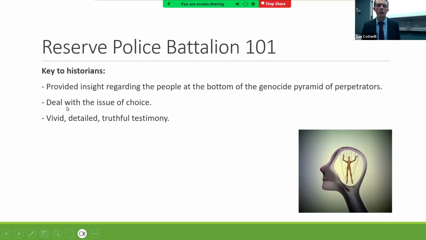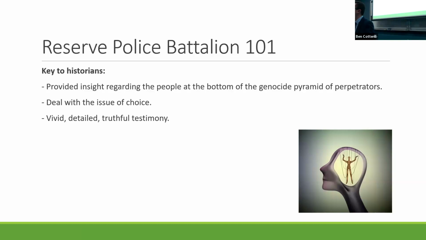It was also important because it dealt with the issue of choice directly. The defense at the Nuremberg trials, which is when the Nazis were put on trial for their war crimes, was again and again, "Well, I followed orders because I would have been executed if I didn't." And despite this being the most common defense, there was never any evidence put forward to support this claim.